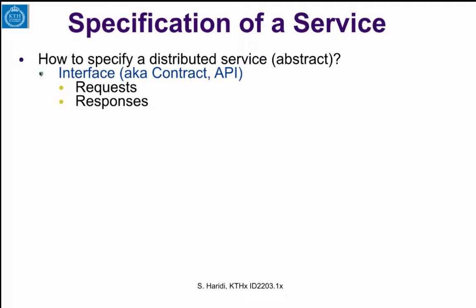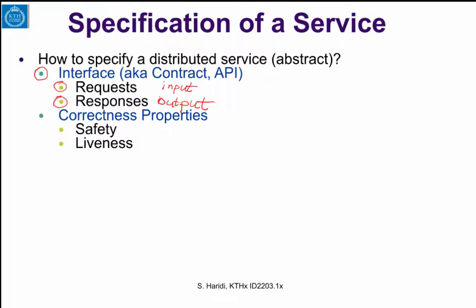To specify a service, we have to specify the interface of the service. These are the request events, and we need to specify the responses. The responses are what we call indication events. So these are input events of a component, and these are output events of a component.